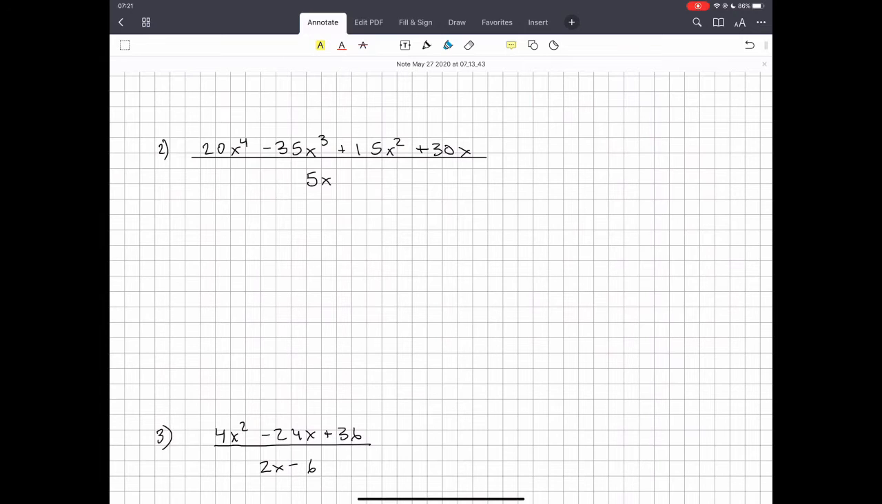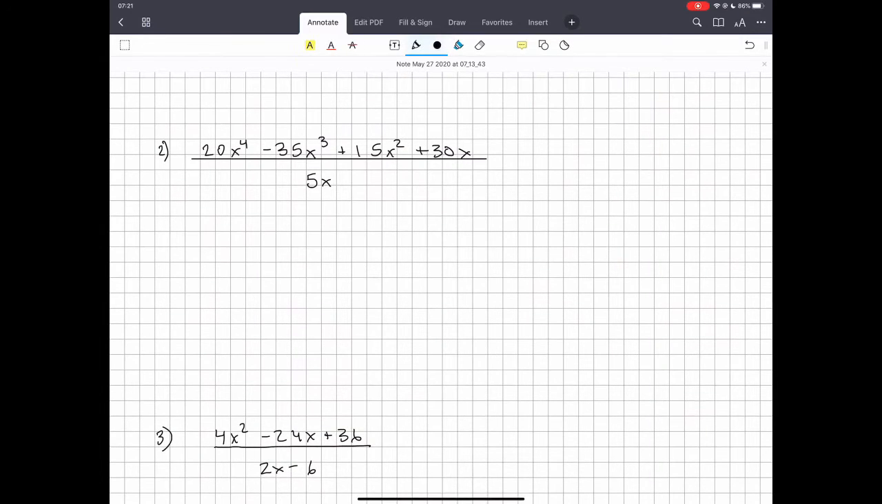We can tackle this problem in a similar fashion to how we just did the previous problem. We could write this as 20x to the power of 4 divided by 5x minus 35x to the power of 3 divided by 5x plus 15x squared divided by 5x plus 30x divided by 5x.